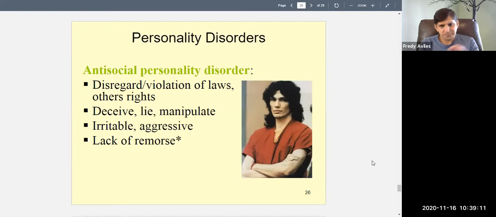And by the way, antisocial personality disorder includes people who are psychopaths and sociopaths. I don't know enough about Richard Ramirez's history to know if he was a psychopath or a sociopath, but a psychopath is someone who is born this way, born incapable of feeling bad for others. And because of that, they are dangerous. They'll lie, they deceive, they manipulate, they're irritable, aggressive. They're not all in jail, by the way. Some of them are functioning in society.